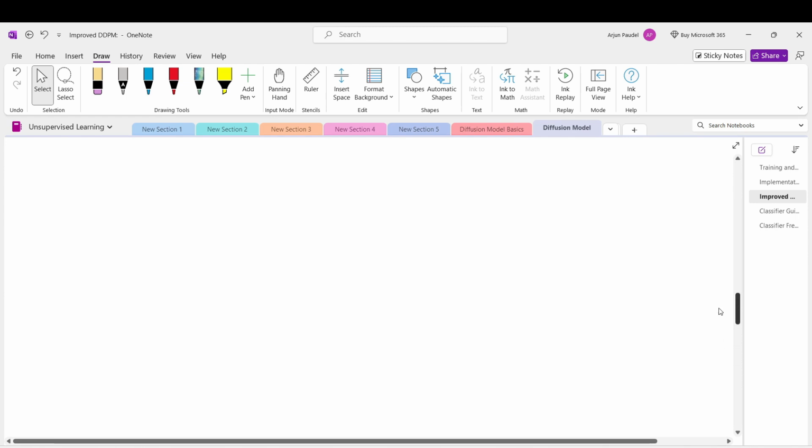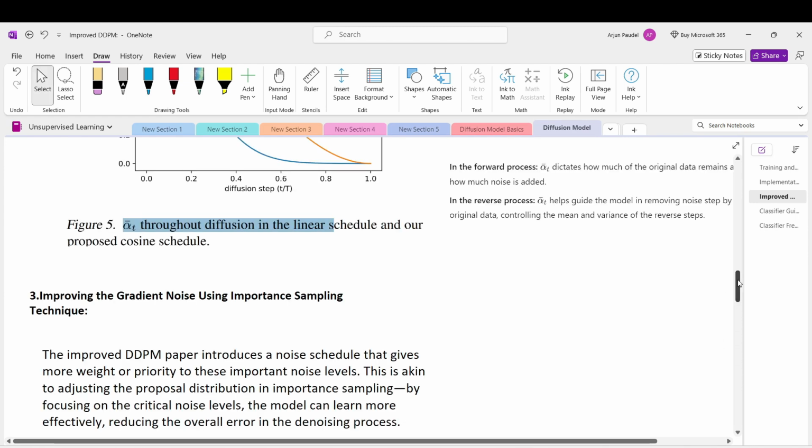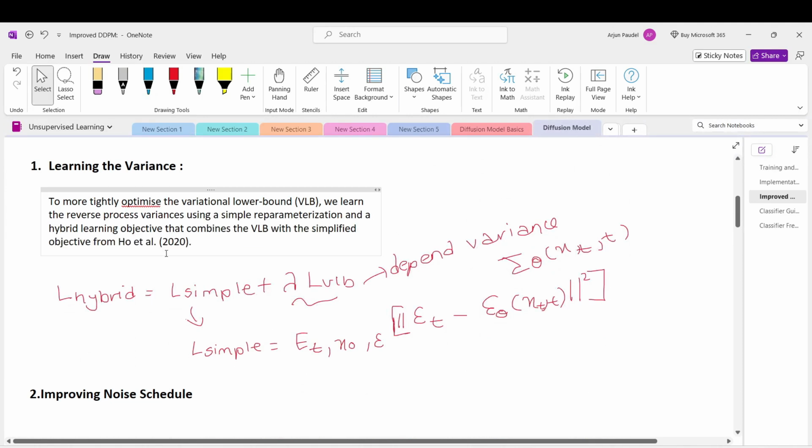If I can show you earlier, so this is a hybrid objective. And I've also shown what this L_VLB term is, and this lambda is a weighting term.